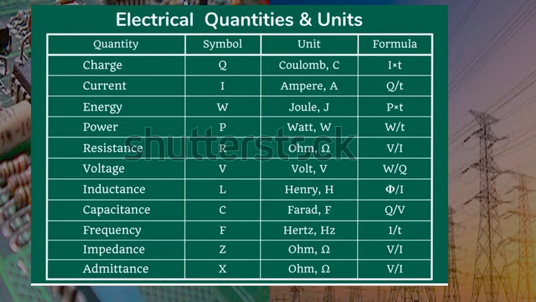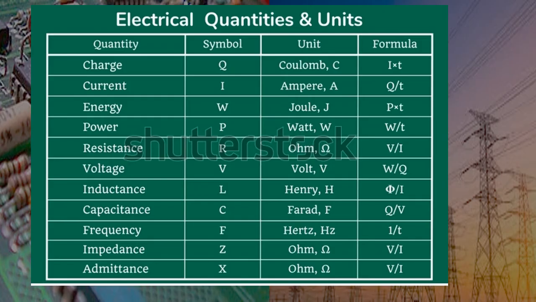Okay, these are the different electrical quantities and their units. We have charge, the symbol is Q, unit is coulomb, formula is current times time. Current is I, it's measured in amps, symbol A, it's Q on T, or charge on time. Or if you use Ohm's law, current is equal to voltage over resistance.